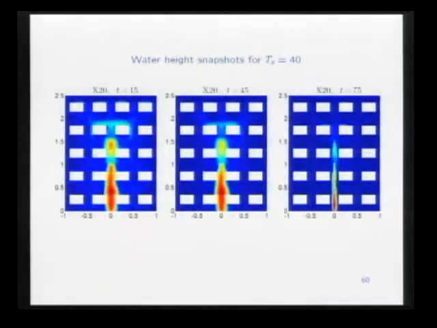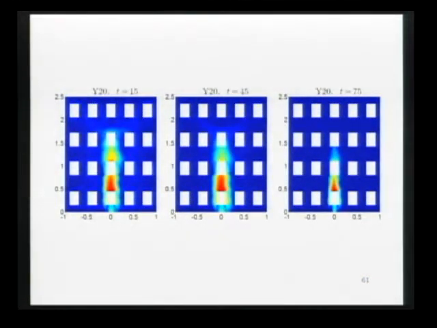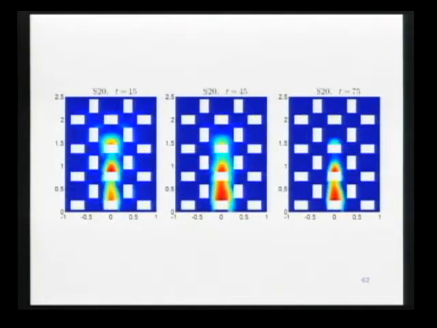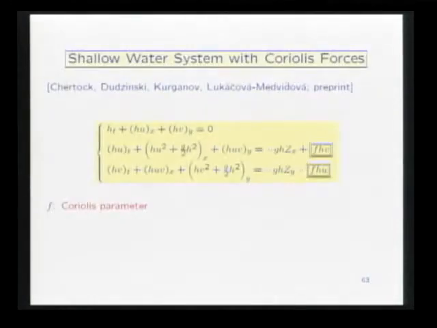So these are just some snapshots of the water height in the different configurations. So you see, in this case, the water goes away. In this case, there are houses that block the water. Some lakes appear behind the houses, and this is the other configuration.